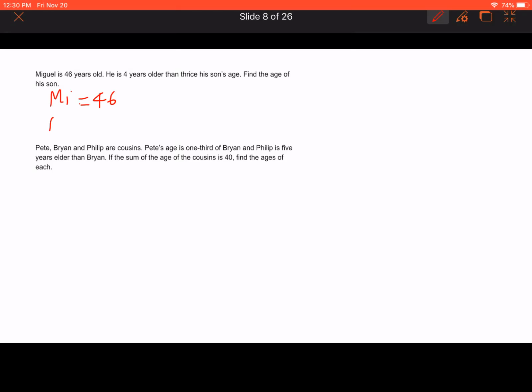It indicates Mughal is 4 years older than his son's age, thrice his son's age. Thrice is 3 times his son's age. So 4 years older than thrice his son's age. We have to find the age of the son. Both the things are of Mughal, so we have to just equate both the things and we will find the son's age to be 14.